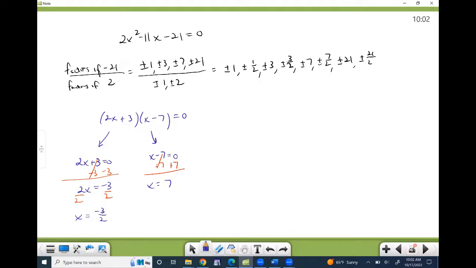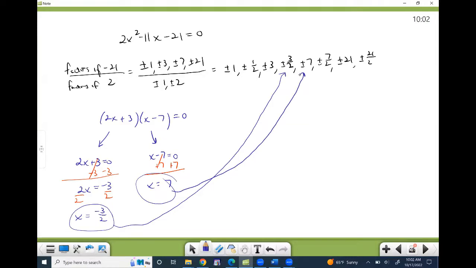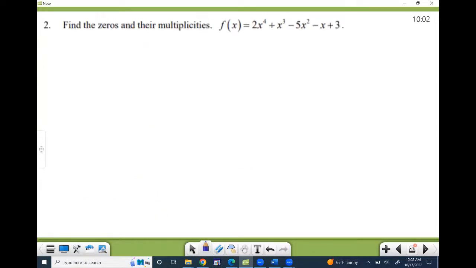Now, you'll notice these numbers were on our list, right? -3/2 is contained within that, and +7 is inside of there. So this worked. We really did have a list that contained the zeros. Now, it doesn't say these are the zeros. It says the possible zeros, right? And so it really is correct and does indeed work. Okay. All right. So the next question is going to say, okay, take it a step further.